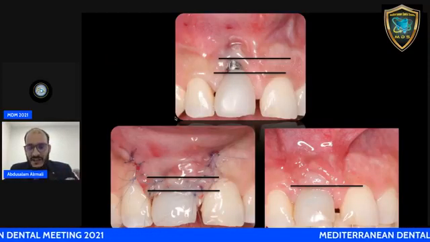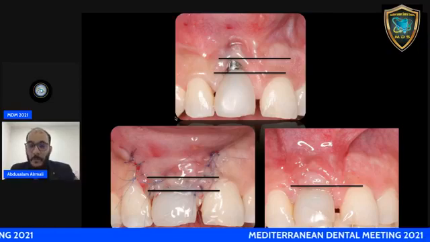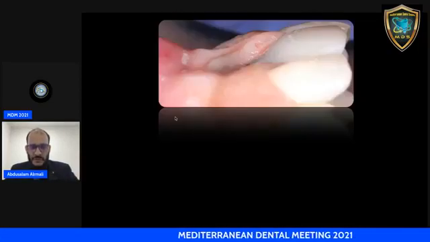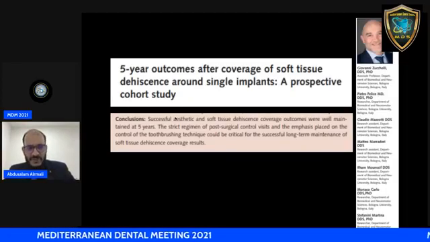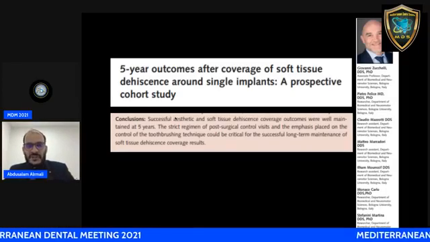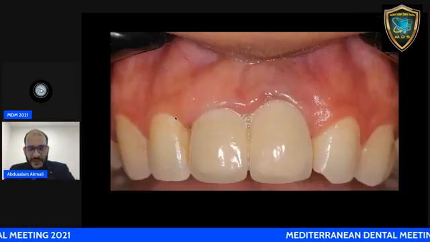And this is the result after 3 months, waiting for more maturation of the soft tissue. And this is the lateral view. Professor Zucchelli has 5 years outcome after root coverage of coronally advanced flap.